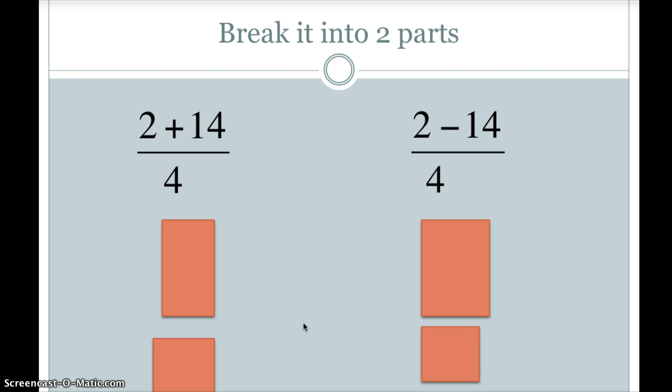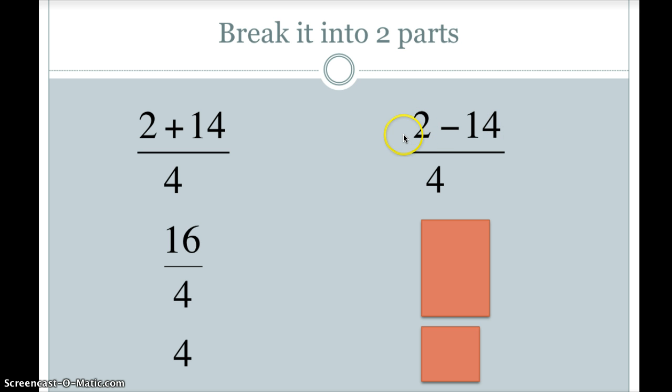Next, I'm going to break it into two parts. As you notice, I kept saying plus or minus. We have to account for both answers. So we're going to have one that's an addition and one that's a subtraction. I'm going to do the addition first. So 2 plus 14 divided by 4. I'm going to do the numerator first, so 2 plus 14 is going to give me 16, and the 4 on the bottom stays the same. Then it's a simple division, so I have 16 divided by 4, which gives me 4 as one of my answers.